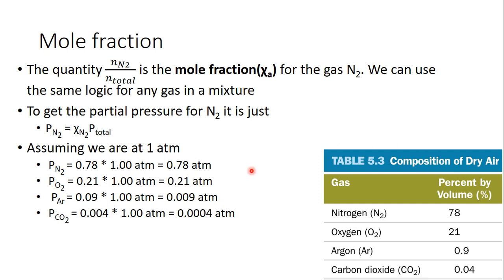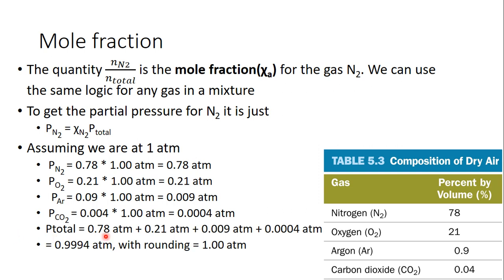And you might be wondering, how did I go from percent volume to moles? Again, that's just the ideal gas law. PV equals nRT. Pressure is the same, R is the same, T is the same. So volume is proportional to the number of moles.